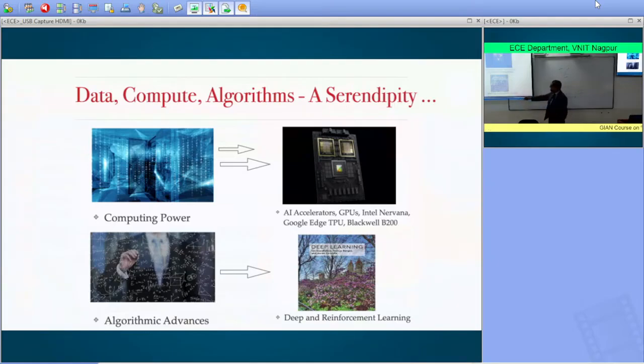And finally, we've also seen major algorithmic advances in the last few years, right? Especially the invention of deep learning algorithms that has really changed the pace at which we are able to solve a wide range of long-standing scientific problems. So I think it's this serendipitous confluence of Internet of Things, the data we are generating, the computing power we have access to, and the algorithmic advances that have really resulted in the revival of interest in artificial intelligence.